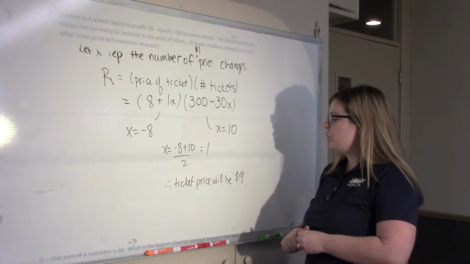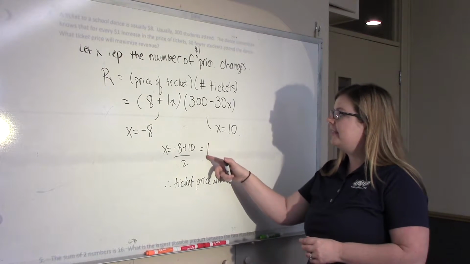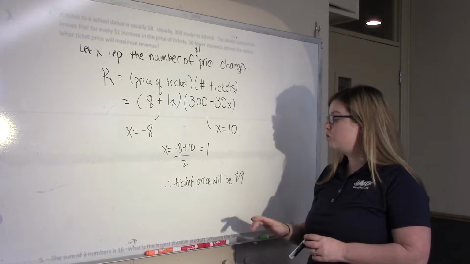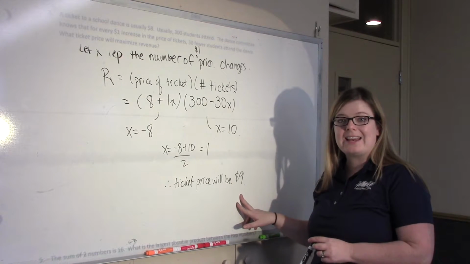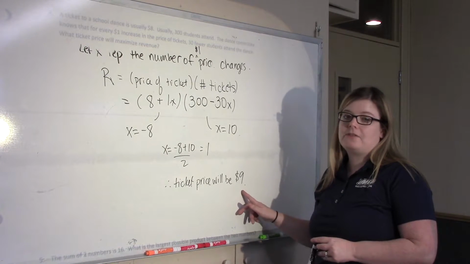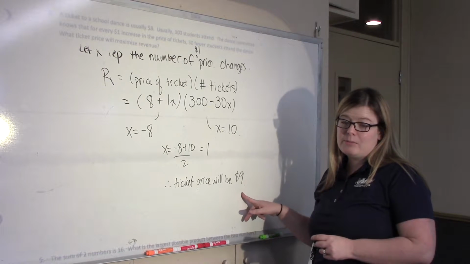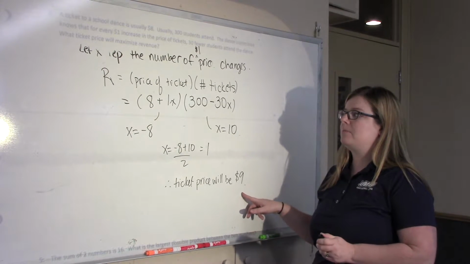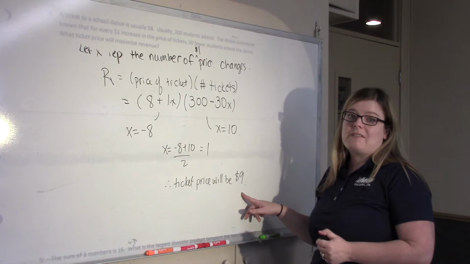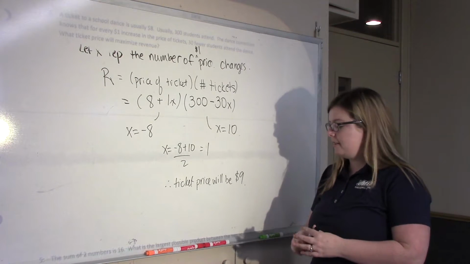Revenue is, you just throw this 1 back into the function and see what it is. Be careful that you're not putting the 9 into the function. If you put 9 into the function, that means that you're making 9 price increases. So then the price would be 8 plus 9, which is 17. So be careful what you're putting back into the function.